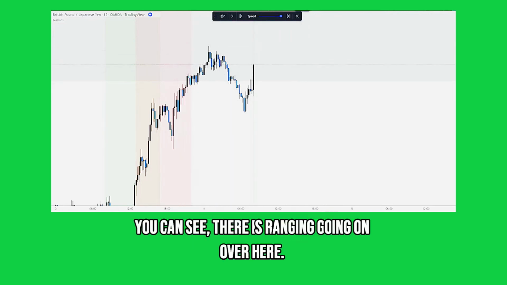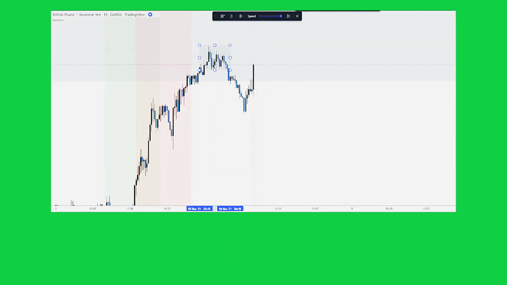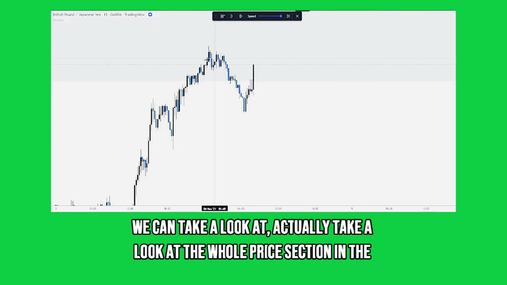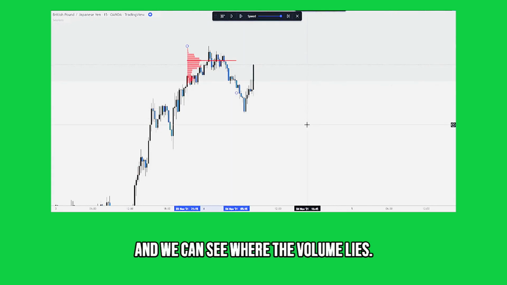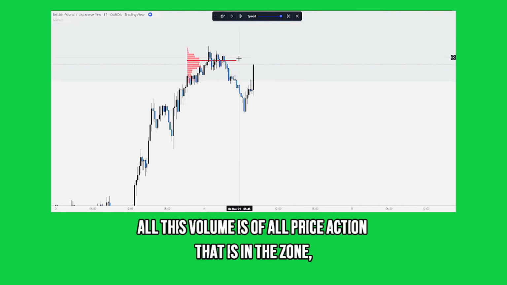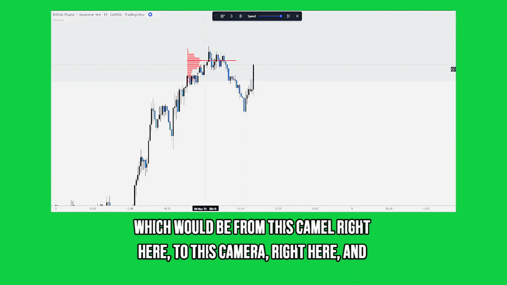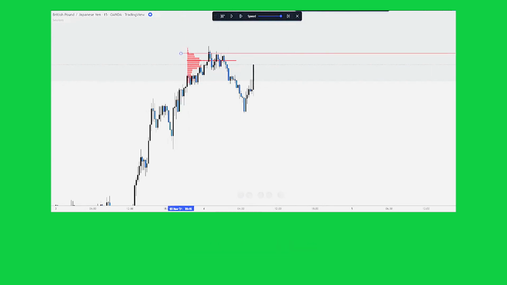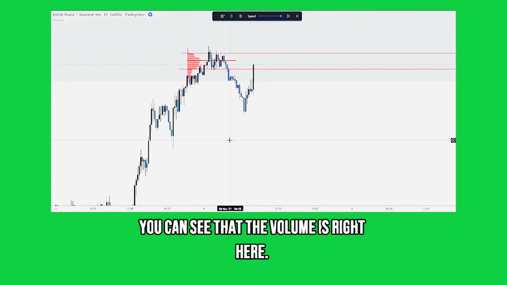What can you see? You can see there is ranging going on over here, right? Let me just remove the sessions indicator. What can we do? We can take a look at the whole price action in the zone, right? And we can see where the volume lies. All this volume is of all price action that is in the zone, which would be from this candle right here to this candle right here. And then it left the zone and it came back. So what you can see is that the volume is right here. And let me just draw the volume range.